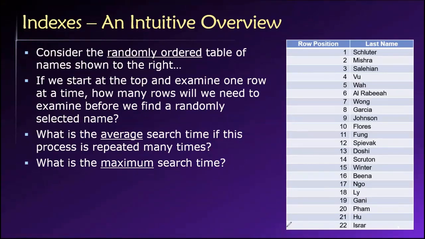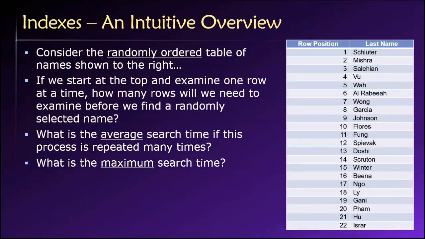So with that in mind, what is the maximum search time? N, where n is the number of rows. Because sometimes, just by random chance, we'll be wanting to find this guy, so we'll have to look through the whole table. We look through the entire thing and we don't find him until the very, very last place. So in that case, it's n. So our maximum is n and our average is n over 2.